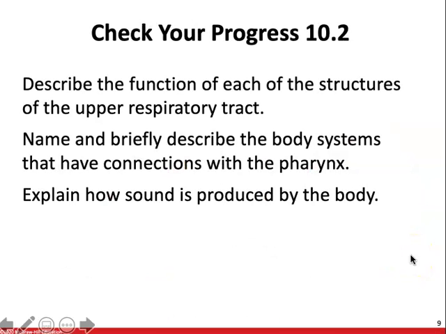All right, so you should be able to describe the functions of each of the structures in the upper respiratory tract, name and briefly describe the body systems that have a connection with the pharynx. So you should go back over the different systems that are all connected to that pharynx. We've already talked about one of them. And then you should also briefly just explain how sound is produced in the body. I'm not going to expect you to go into any great depth, but I do find it interesting and curious, so spend just a little bit of time reading over that section.